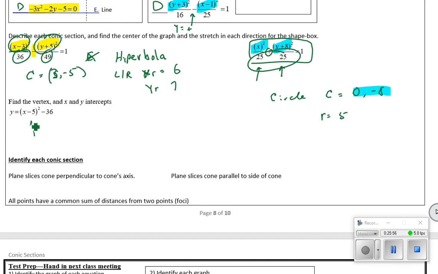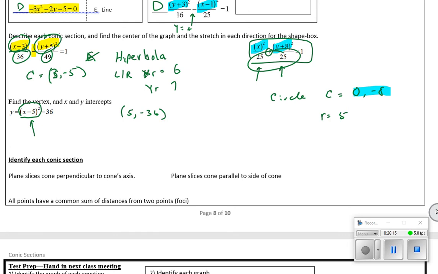All right, looking at this one, what is my vertex? Well, what makes the x number 0? 5. And if x is 5, this whole thing is 0. So what does y equal? -36.